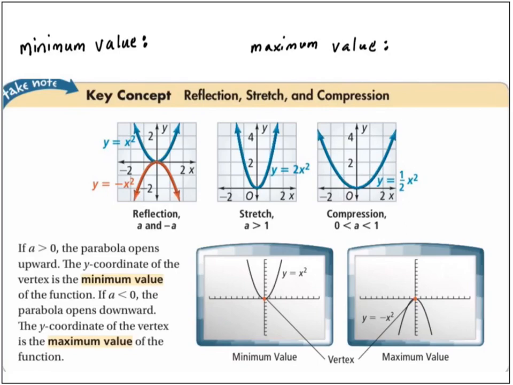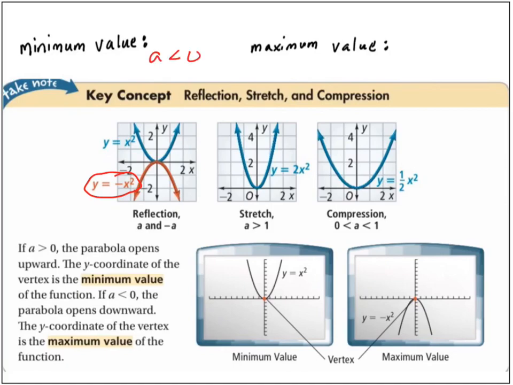Here's a bit of useful information. We can look at an equation, or we can look at the graph itself and determine whether or not we have a maximum or a minimum value. So when a parabola opens upwards, we have a minimum value. When it opens downwards, we have a maximum value. You can also think about it if you have, let's say, this equation here, a negative out in front of your x squared term. That graph is going to be reflected across the x-axis, so it's opening downward, and it's going to have a maximum.